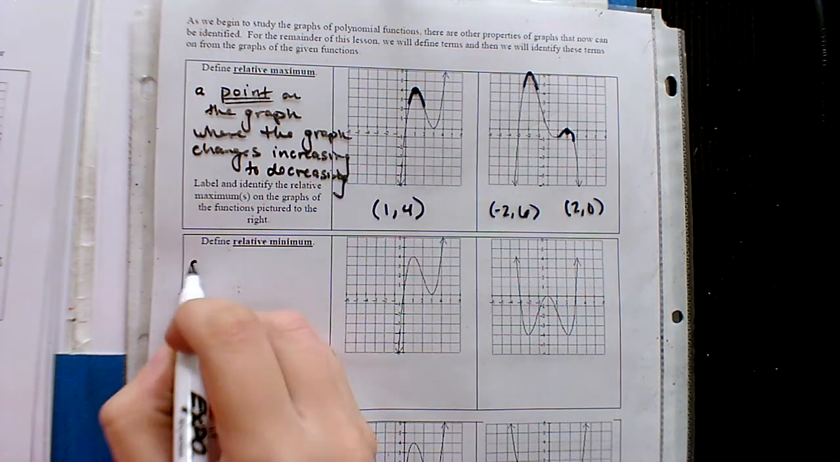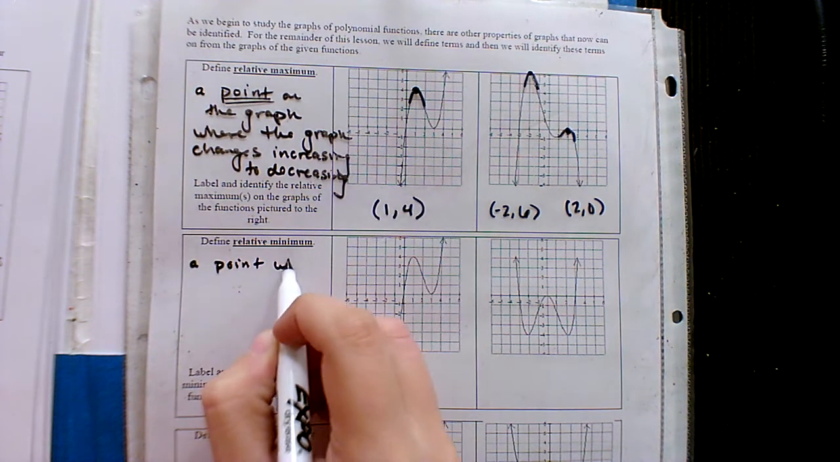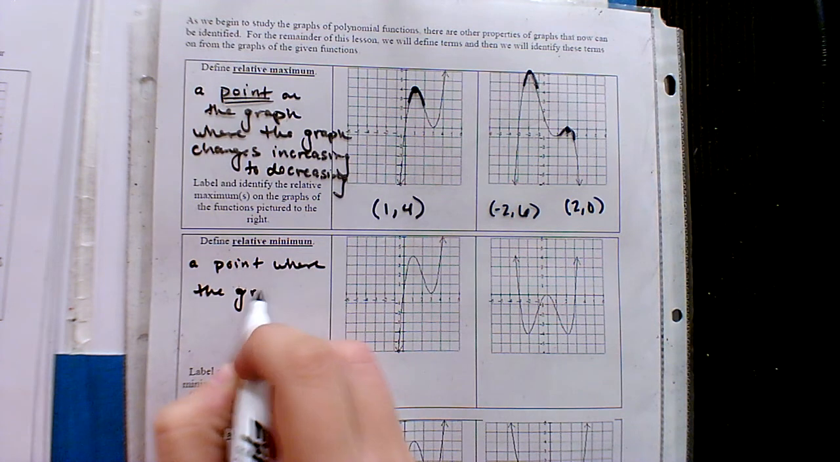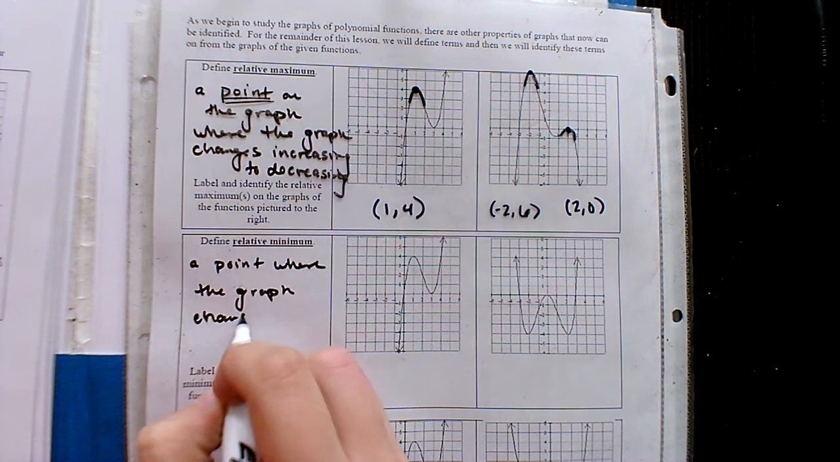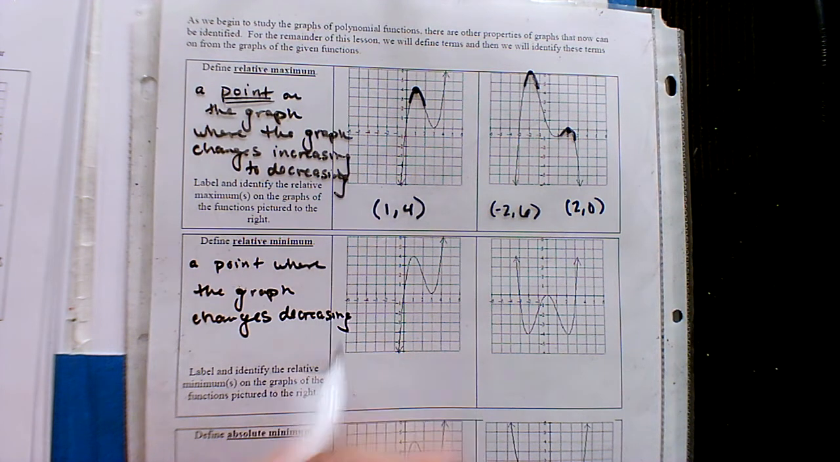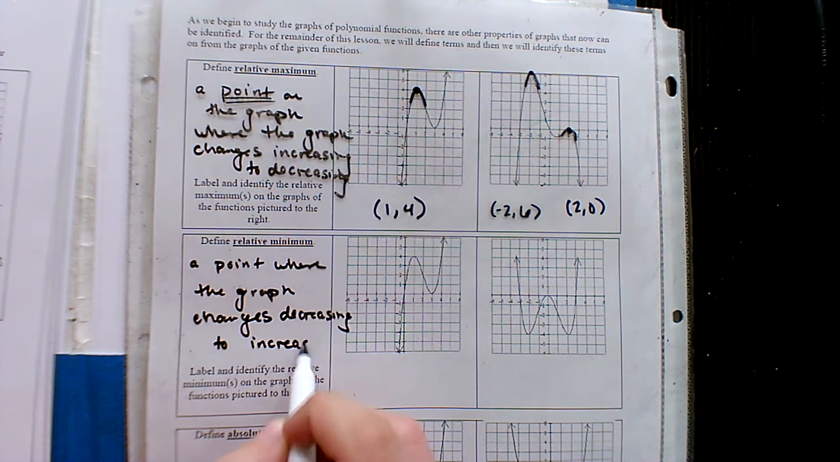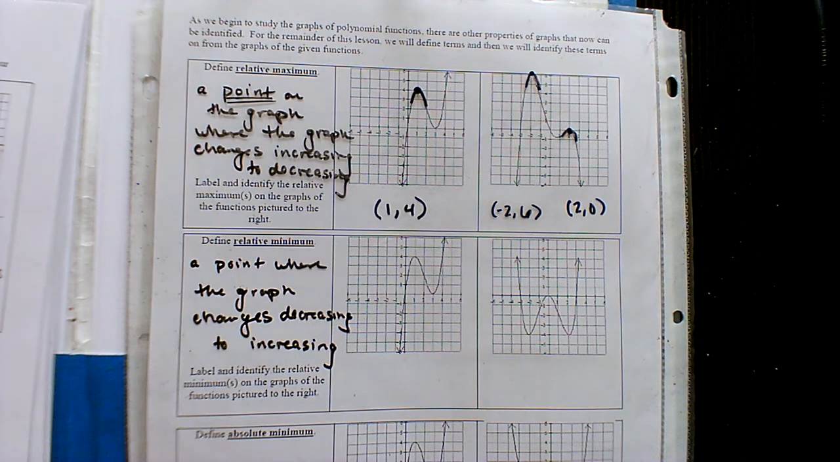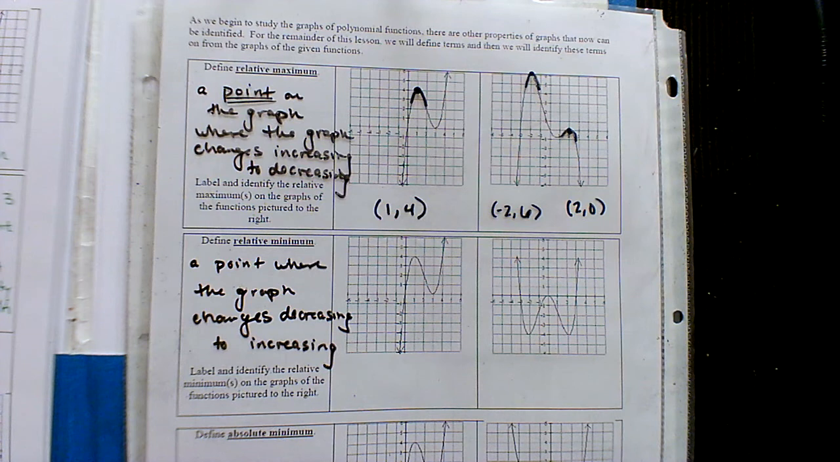Relative minimum is very similar. We're going to have a point where the graph changes, in this case, decreasing to increasing. Looking at the first example, can we find a point that fits that definition? If you were to trace it left to right, where would your pencil change from going down to going up?